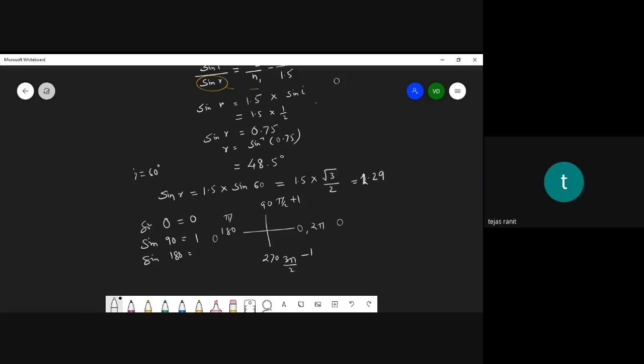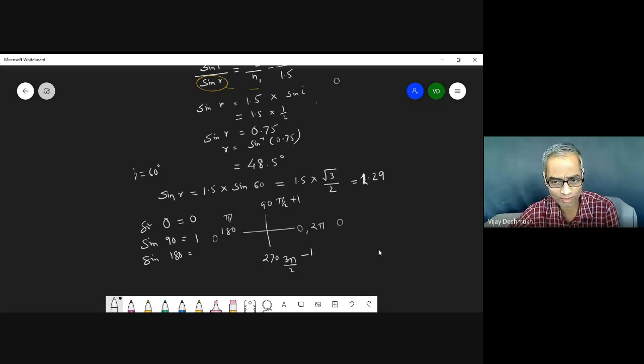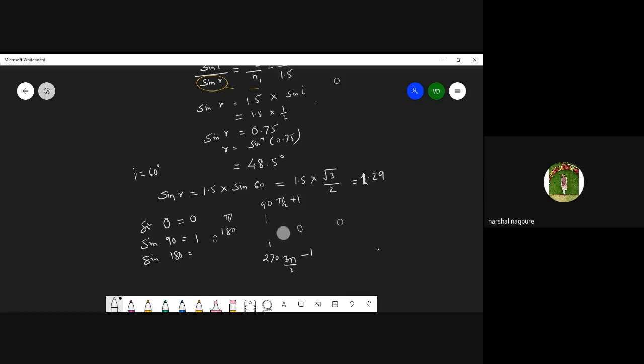So whatever the maximum value you know is +1, and whatever the minimum value that you know is -1.